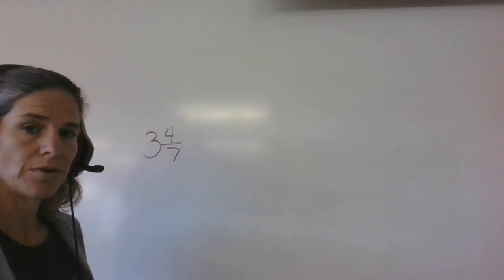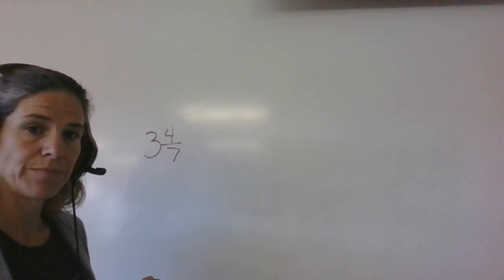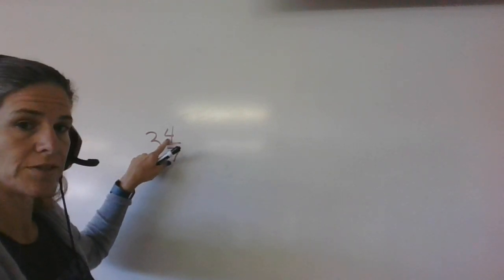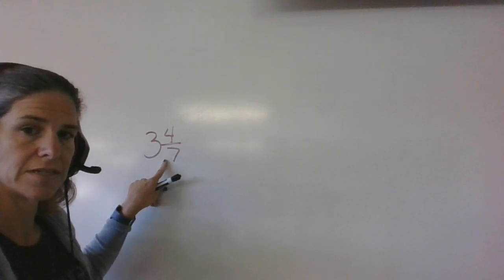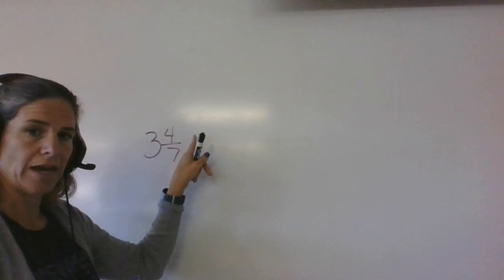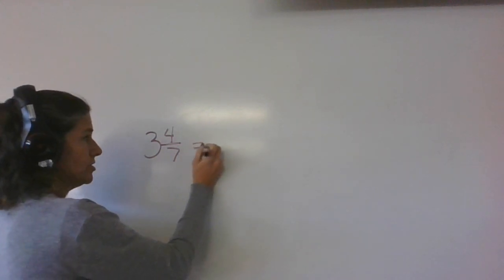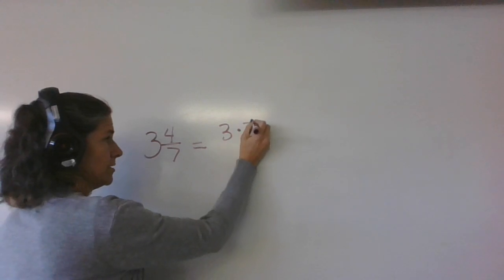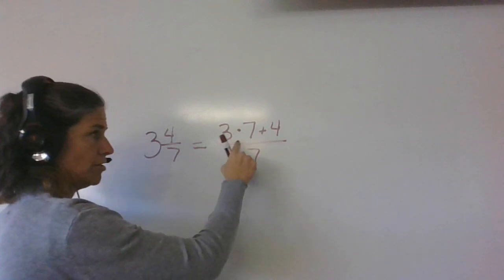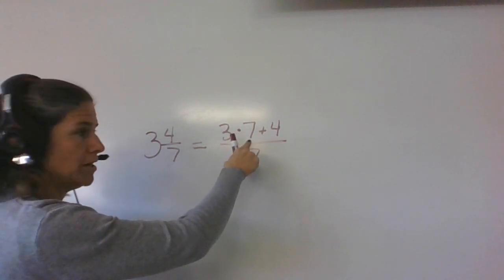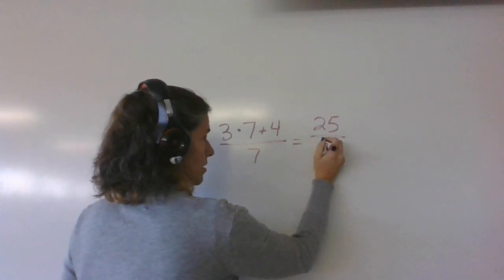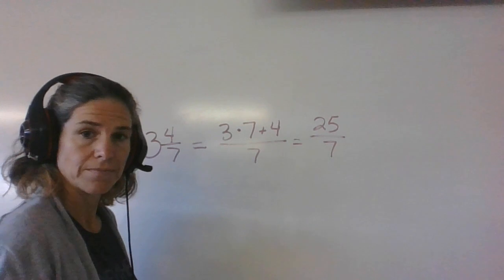When you want to write 3 and 4/7 as an improper fraction, where the numerator is larger than the denominator, remember the 4 is the numerator, the one on top, and the 7 is the denominator. You multiply the whole number times the denominator, and then you add the numerator. So it turns into 3 times 7 plus 4, all over 7. 3 times 7 is 21, 21 plus 4 is 25, and your denominator stays the same.